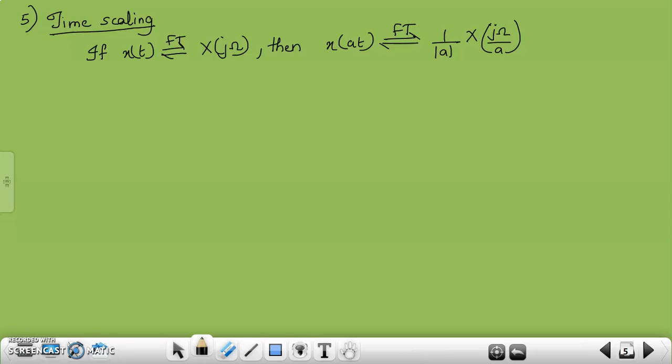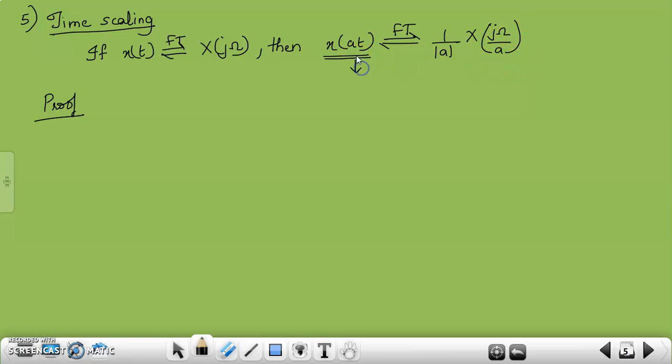And the next property is time scaling property. So according to time scaling property, if x of t is transformed to X of j omega, then x of at is transformed to 1 by mod a X of j omega by a. Okay, so x of at is actually the time scaled version of x of t. If you are scaling the time, then in frequency domain also the spectrum gets scaled.